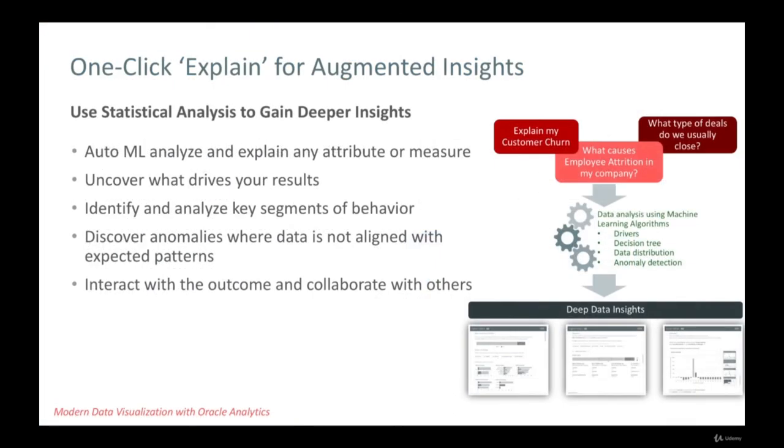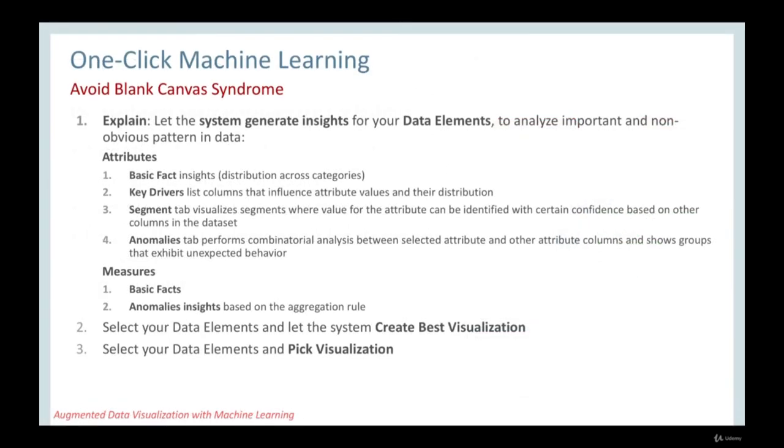Another very exciting machine learning driven feature is called Explain for Augmented Insight. This is an AutoML process to explain any attribute or measure and generate statistical insight, and automatically create a visual that immediately highlights the hidden patterns and the statistics about the data. Explain really provides a quick way to start data visualization and avoid blank canvas syndrome.